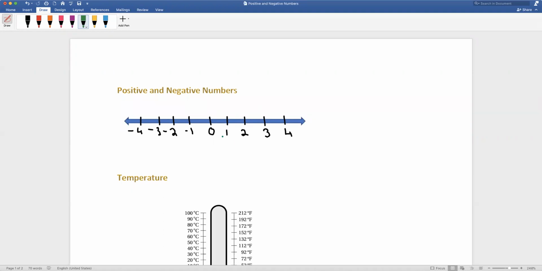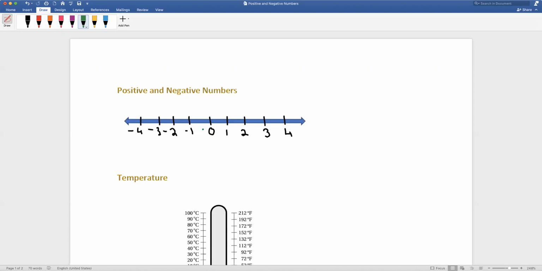Also, you should know that on a number line, all positive numbers would be on the right side of zero, and all negative numbers would be on the left-hand side of zero. And that zero would be in the middle because it's neutral, neither positive nor negative.